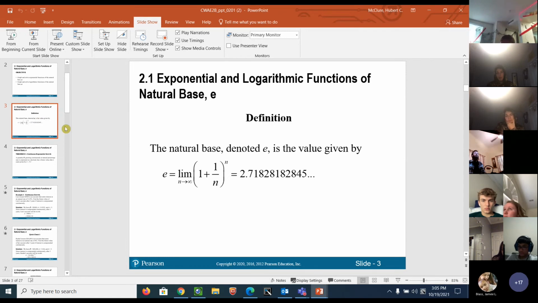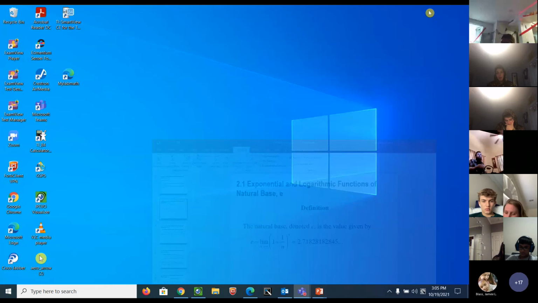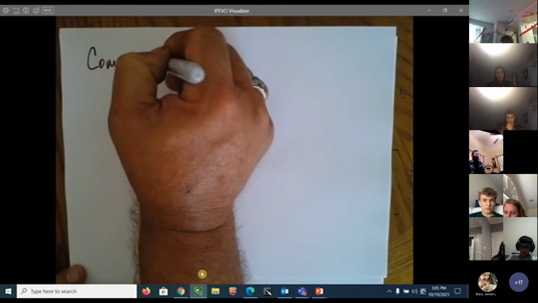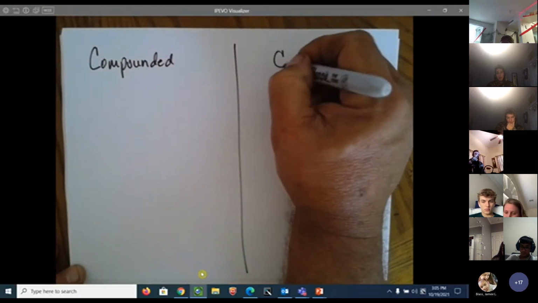They give you a little bit of algebra and a little bit of calculus in these first couple of sections to knock your memory loose of natural logs and regular logs and e. They also give you a little bit of continuous interest versus compounded interest. So we'll do that. Compounded interest versus continuous.